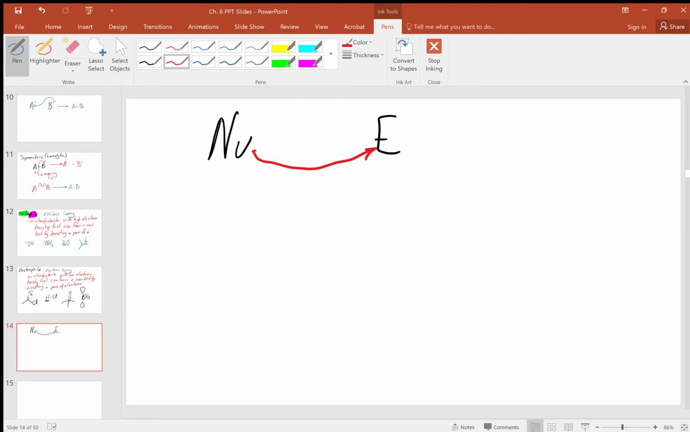So let's look at an example. So this is actually one of the first reactions that we'll cover when we get to reactions of alkenes. It's the addition of a hydrogen halide to an alkene. So the first question is, what's the nucleophile and what is the electrophile? So we said previously that we know alkenes can be electrophiles.